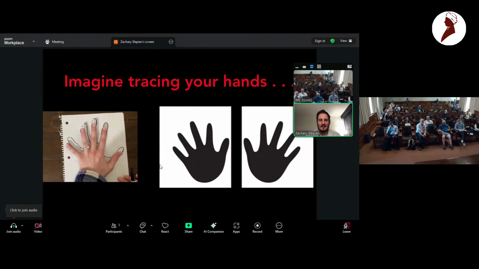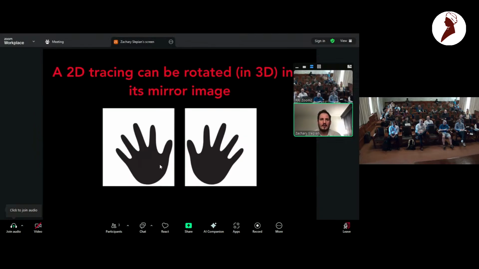So imagine tracing your hand, and you get something that looks like the image on the right if you traced your right hand and colored it in, and you get something on the left that looks like your left hand if you traced it and colored it in. So these look distinct, but I want you to now imagine taking a scissors and cutting them out. Well, if you cut them out, you could actually take the tracing of the right hand, and rotate it out of the page and overlap it with the tracing of your left hand. So this is showing you the idea that a 2D tracing can be rotated into its mirror image.